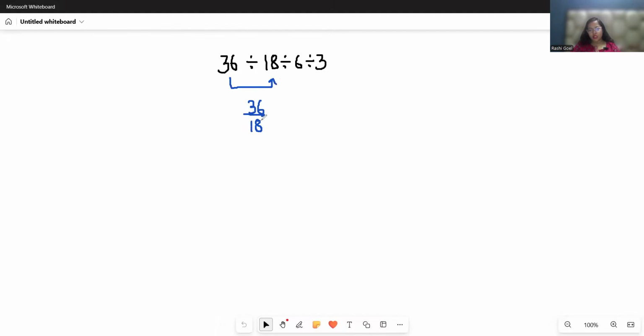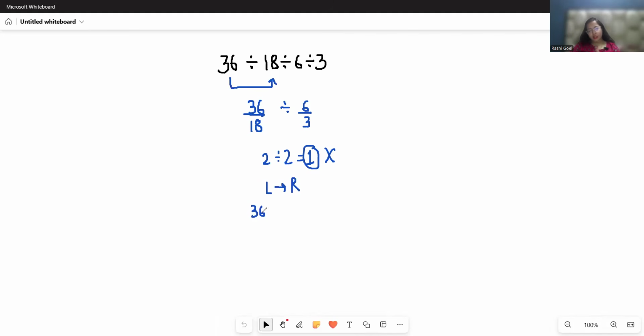What they do is 36 divided by 18 divided by 6 divided by 3 as 2 divided by 2, which is equal to 1, which is a wrong answer and wrong approach. Yes, you heard it right. When the same operation is repeating, that is division, division, division, then always solve from left to right.